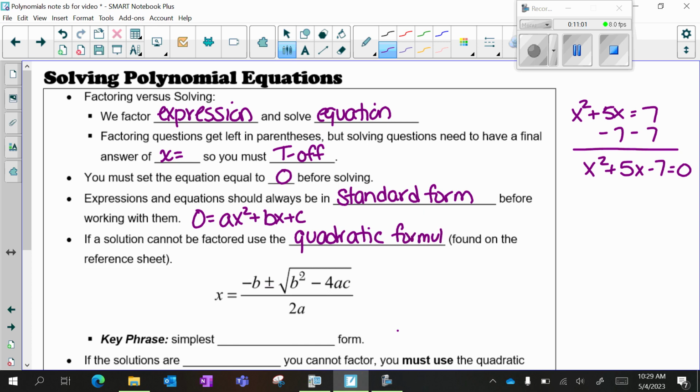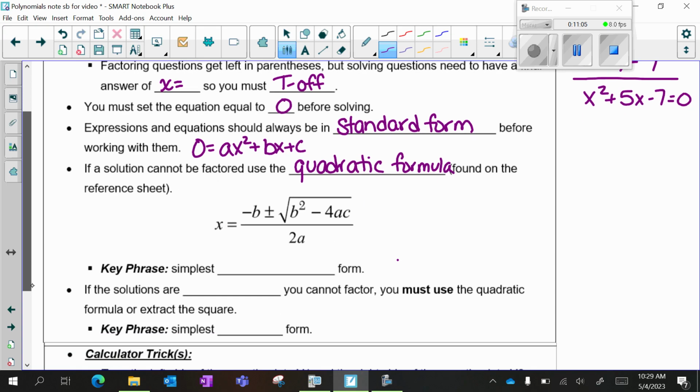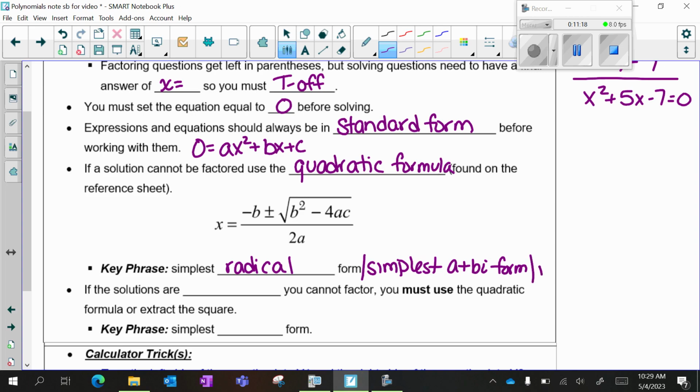Remember that it is on the reference sheet, so you don't need to memorize it, but you need to know when to use it. So a key phrase is going to be simplest radical form. You also may see simplest a plus bi form, or rounding instructions, because if I factor, we usually don't get decimals. So any of those are your signal to use the quadratic formula and not waste time trying to factor.